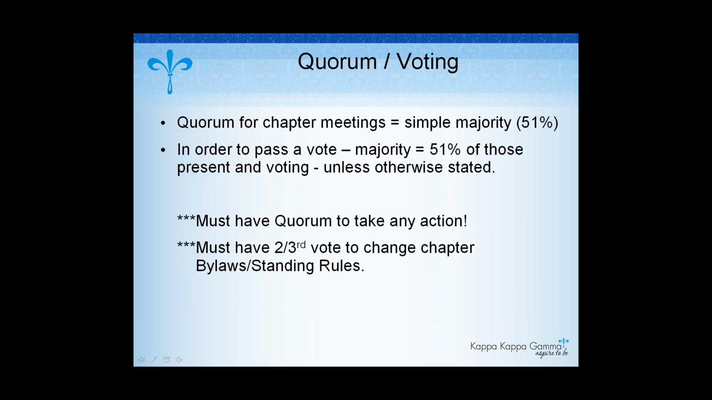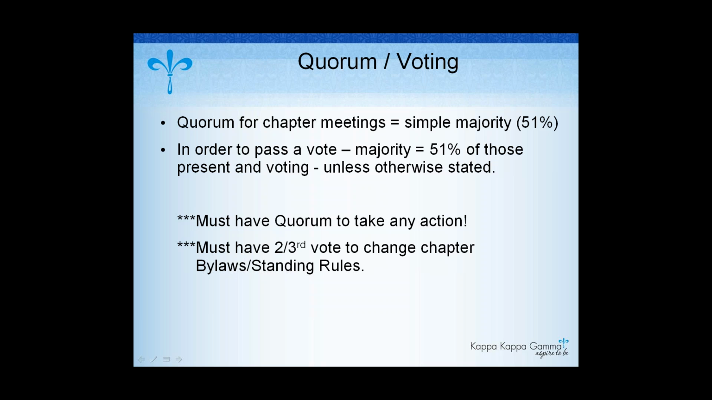Another component that I talked about earlier, one of the tenets, was quorum. And in our chapters, quorum for chapter meetings is a simple majority. So that's 51%. So in order to pass a vote, you have to have a majority, meaning 51% of your chapter members there, present and voting, unless it's otherwise stated.